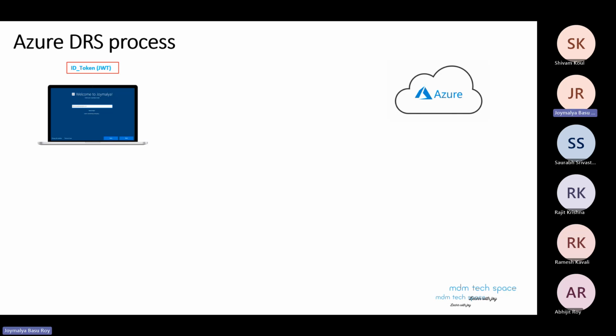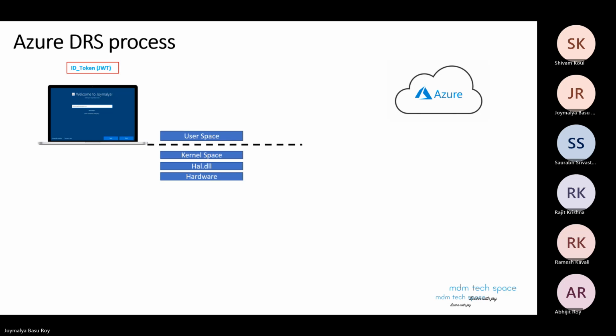On the device, if I just draw the device, then we can segregate it into the hardware, which is the bare metal of the device. On top of hardware we have the hardware abstraction layer, and then we have the kernel, and then we have the user space. So this is how the operating system and the hardware make up the physical device.